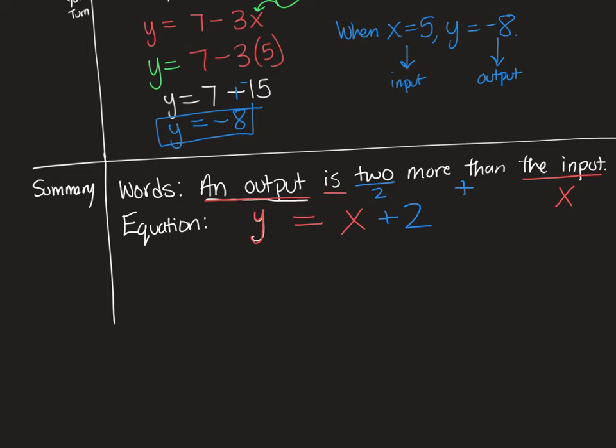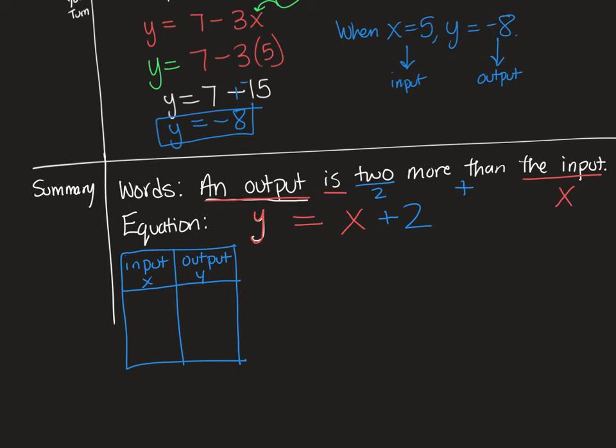So the equation is y equals x plus 2. Now you could make an input-output table. This is a summary, okay? So you can make an input-output table. And your input-output table would represent your x's that you input and your y's that you get as your outputs.